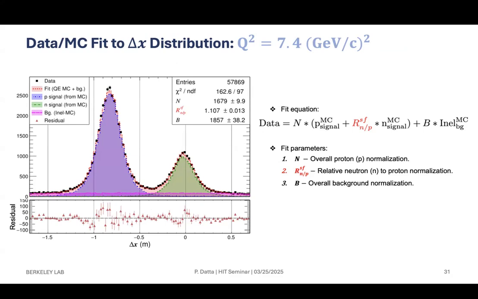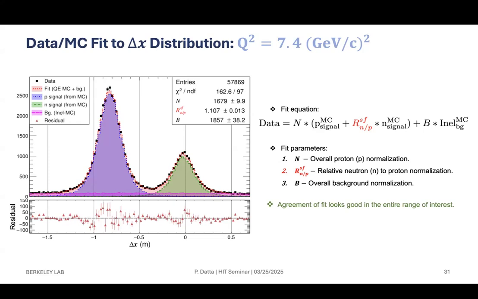And so we have only three fit parameters: one overall proton normalization, then R_NPSF, which is the relative neutron to proton normalization, and B, which is the overall background normalization. And just by looking at the residual, you can see the agreement of the fit looks really good in the entire range of interest, right?